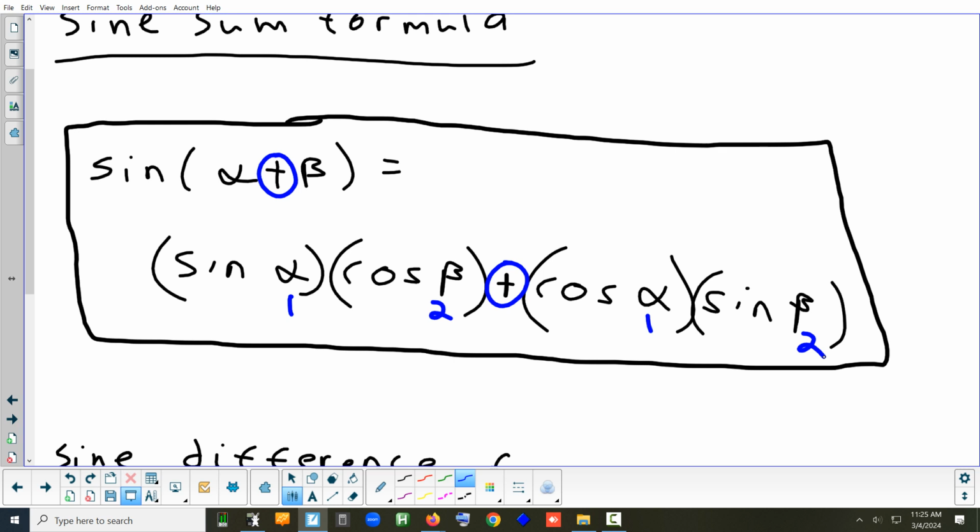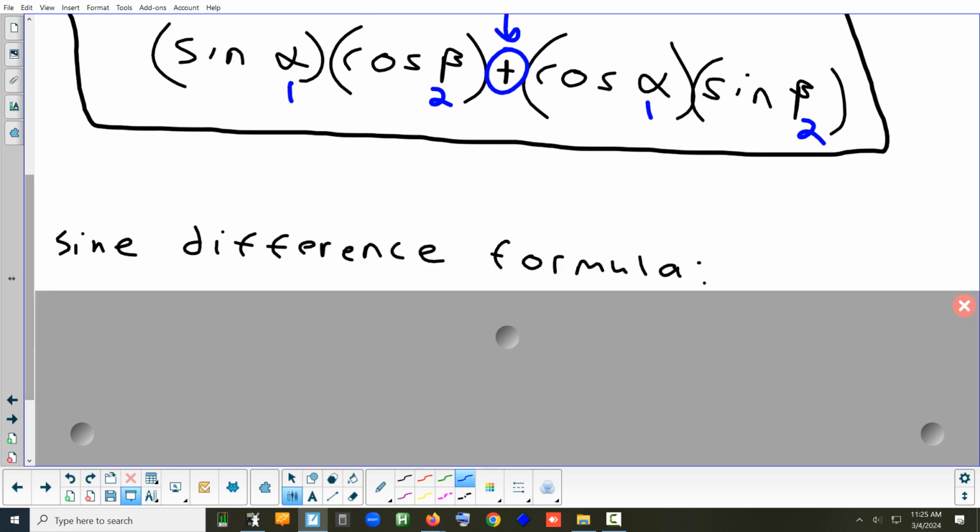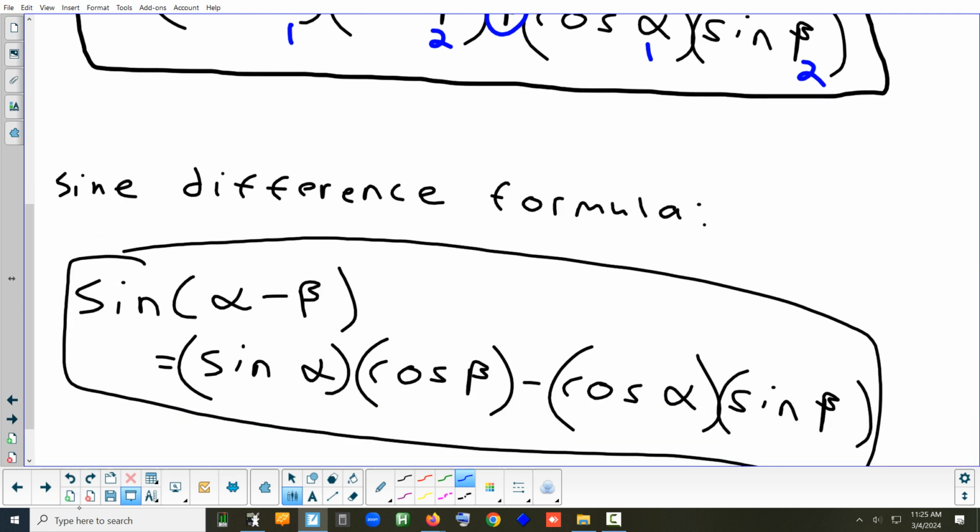What do you think is going to change for the sine of a difference? Only one thing will change. Yep, it should be a minus sign. This is going to be a minus instead of a plus. But it's the same format. You have a sine and a cosine and a sine. Your angles are still first, second, just a minus instead of a plus.